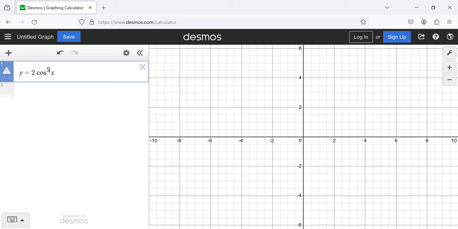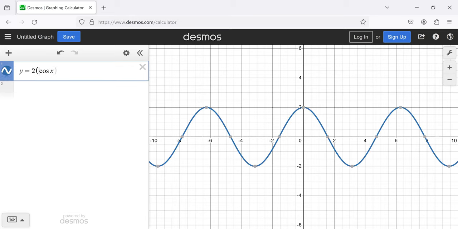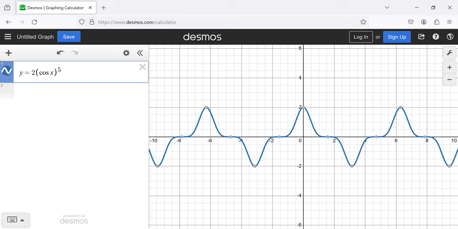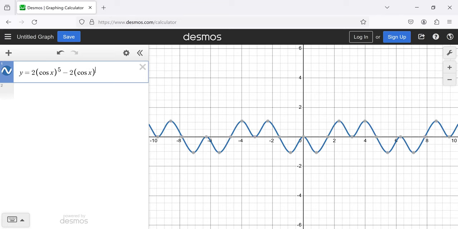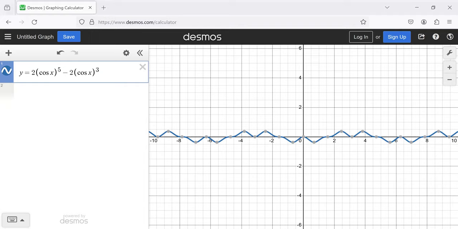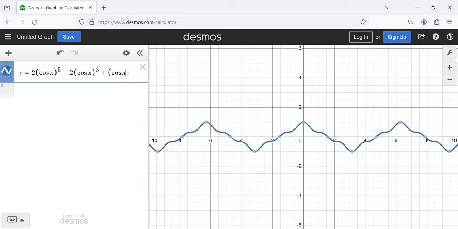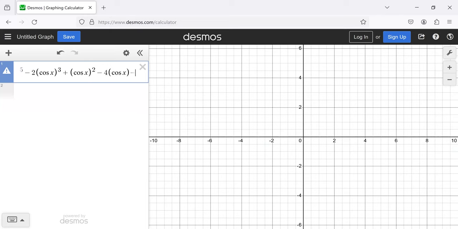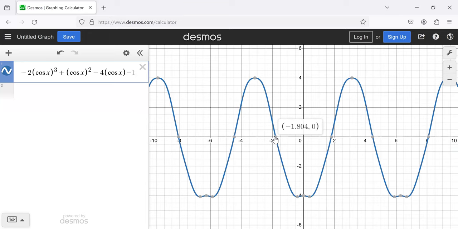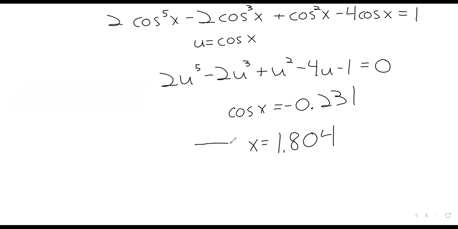Huh, interesting. Cosine squared, it doesn't mind, but having a bigger power than 2 up here, it doesn't want that. So we'll have to type in 2 cosine to the 5th, minus 2 cosine cubed, plus cosine squared, minus 4 times the cosine, minus 1, and let me see. 1.804 was, I hope. Yes, it was what we got.